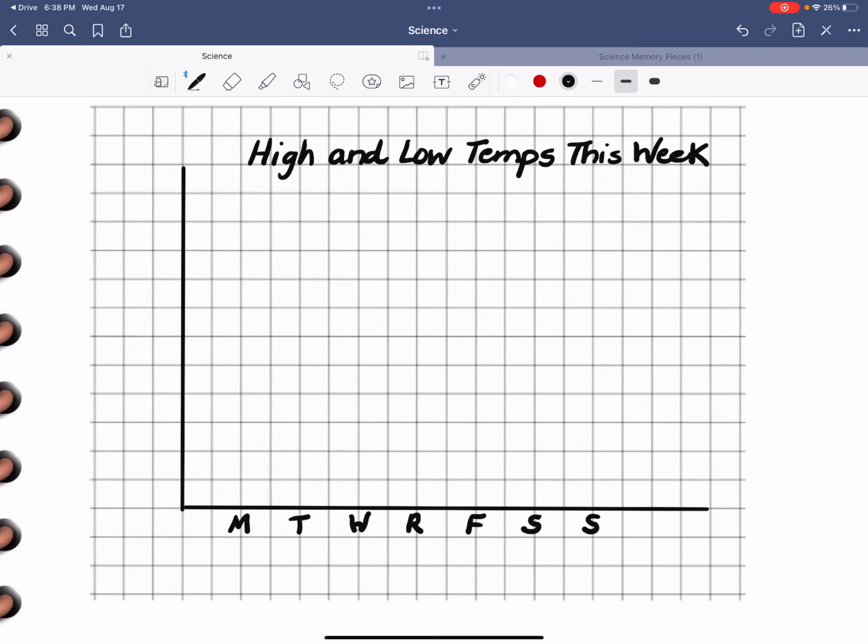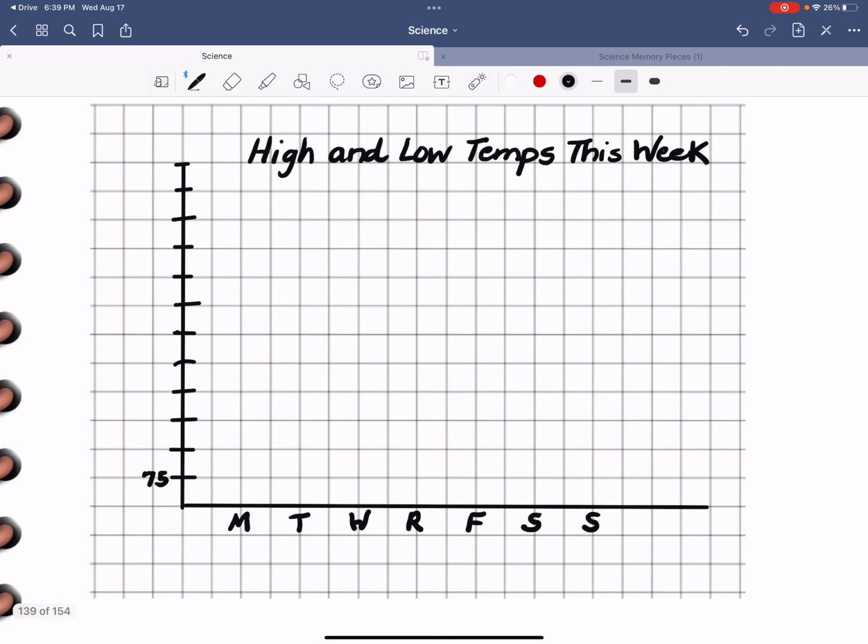And I'm going to start this one at, let's see how many ticks we have in here. There are 4, 5, 6, 7, 8, 9, 10, 11, 12. I think I'm going to scale this one by 1. So each tick mark is worth 1 degree. And I'm going to start this at 75 degrees. We don't need to start at 0 because the temperatures didn't drop that low.